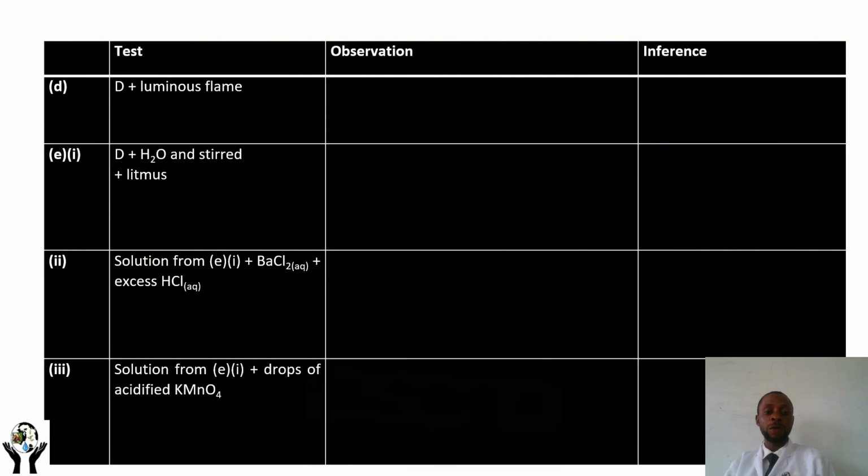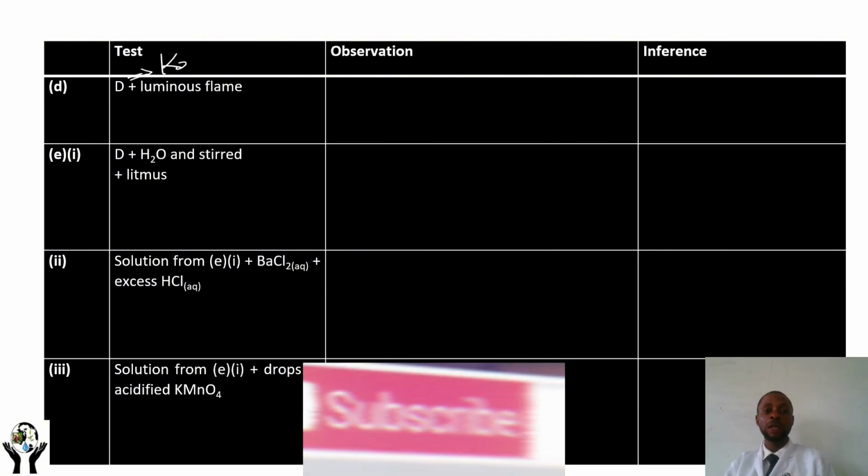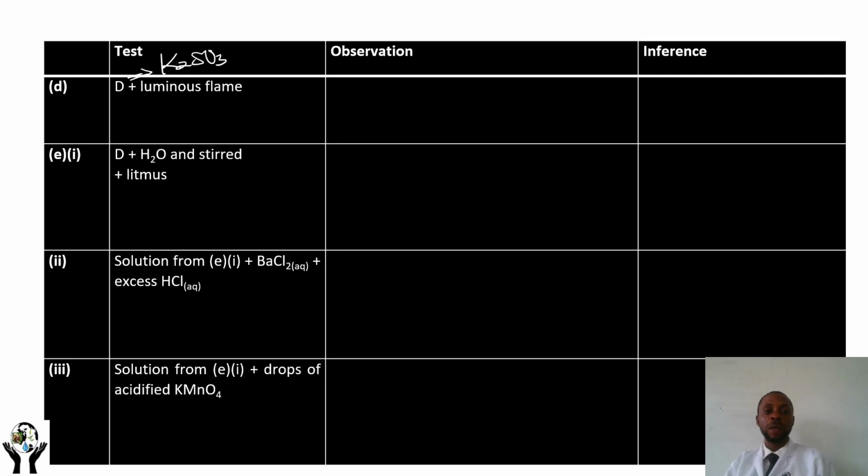So now we want to analyze the sample D. Don't forget your sample D is actually K2SO3. By nature, the potassium ion cannot be analyzed using a reagent. So what we use is the flame test. You could be told to take maybe a spatula or a stirring rod, dip it inside the solution of that particular salt, and place it over the bunsen flame. So the effect of that particular salt on the flame will give us a characteristic color.